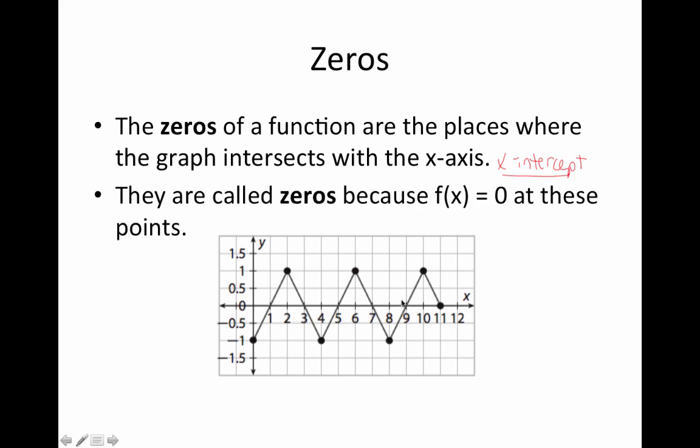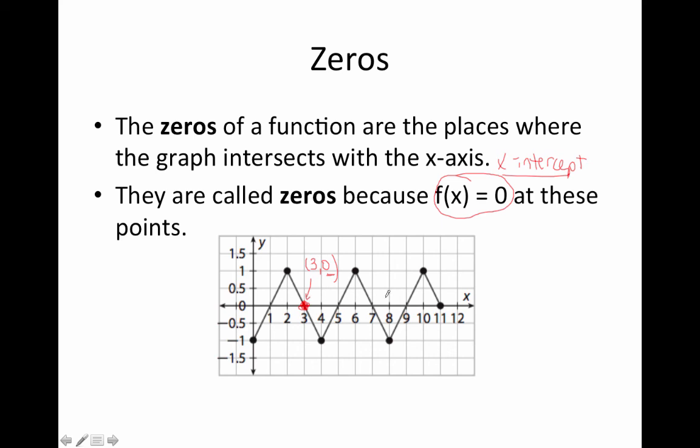Another way to define it, and the reason why it gets the name zero, is because the y value, f of x, equals 0 at these points. Case in point, here's an example right here. This is the point 3, 0, because y equals 0 at this point. This is also a point where the graph crosses the x-axis. So we can say that this function has a 0 at x equals 3. It's not the only place it has a 0. Functions can have more than one 0, but this is one example of it.